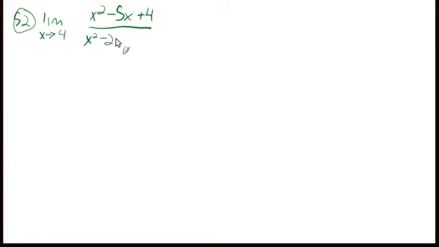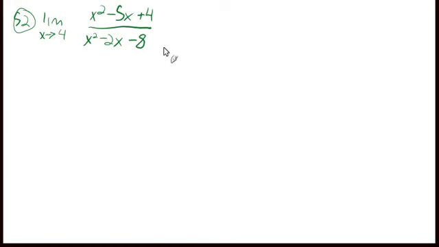We used factoring of the polynomial and cancellation together in concert to cancel something out, so we could find that limit. Number 52, the limit as x approaches 4 of x squared minus 5x plus 4 over x squared minus 2x minus 8.